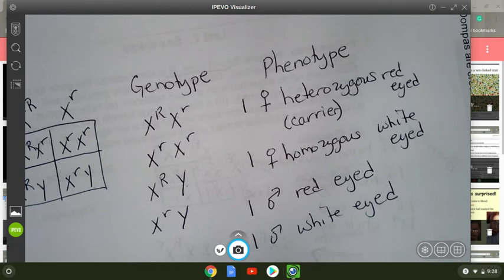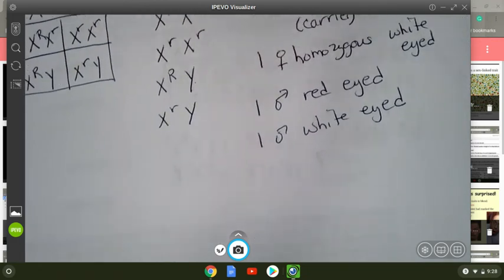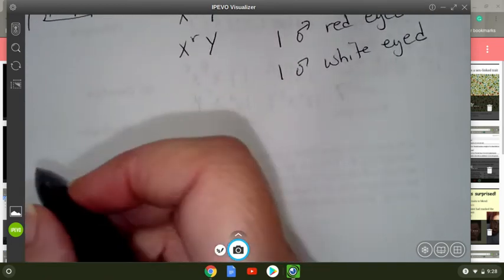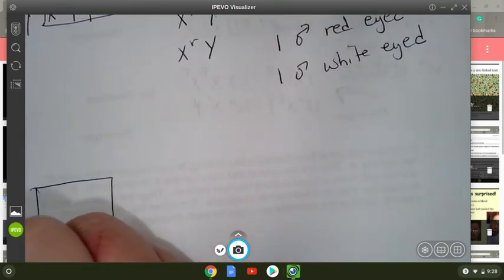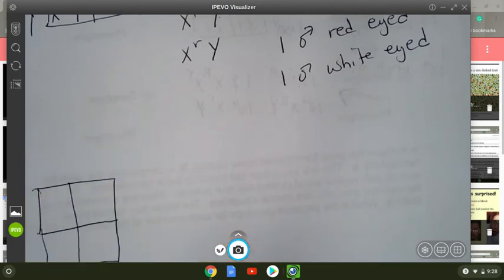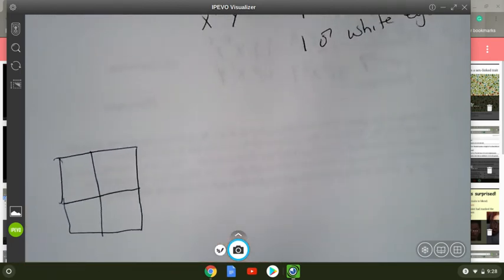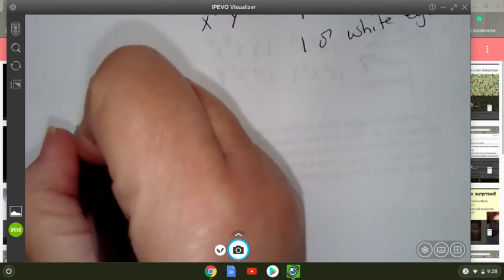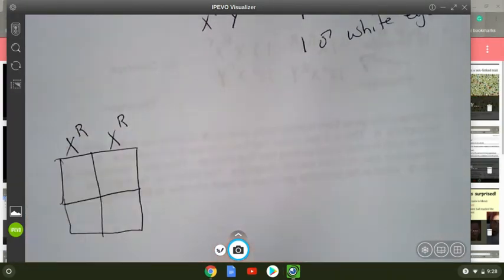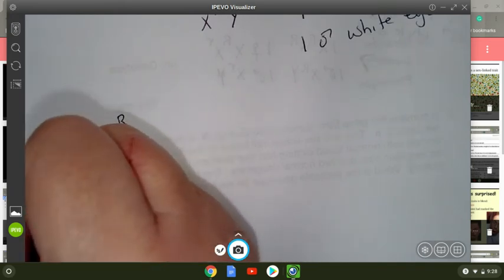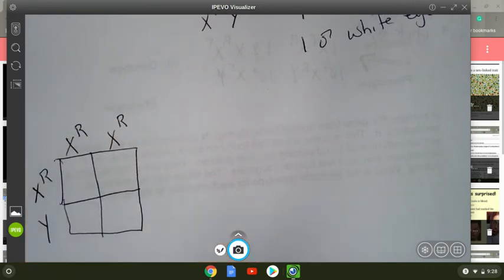So if we look at C, C says that we have a homozygous dominant female and a red-eyed male. When it says that it's homozygous female, what that means is that she has two big R's, because it's the dominant trait. So both of them are big R. And she's crossed with a red-eyed male, so that means he's big R. Okay, so that's what I would have.